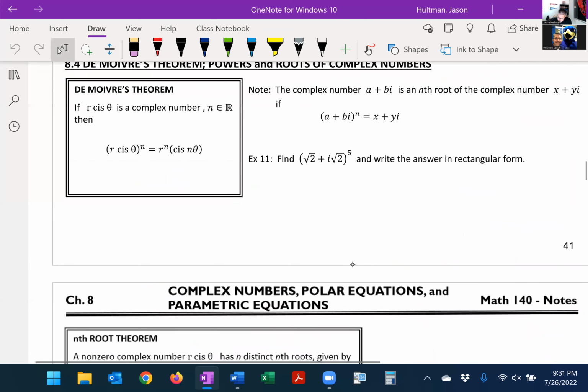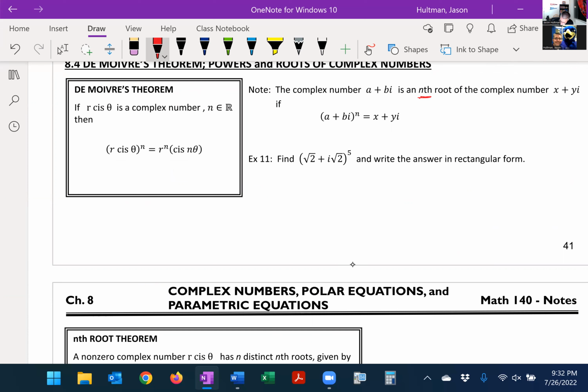If the complex number a plus bi is an nth root of the complex number x plus yi, okay, is an nth root of the complex number x plus iy if (a plus bi) to the nth is equal to x plus yi.